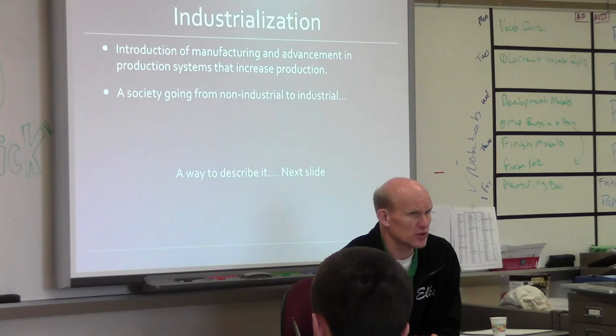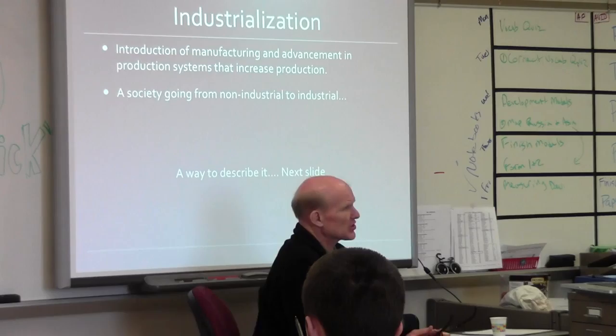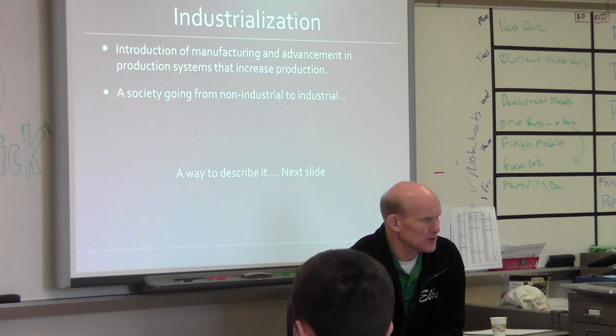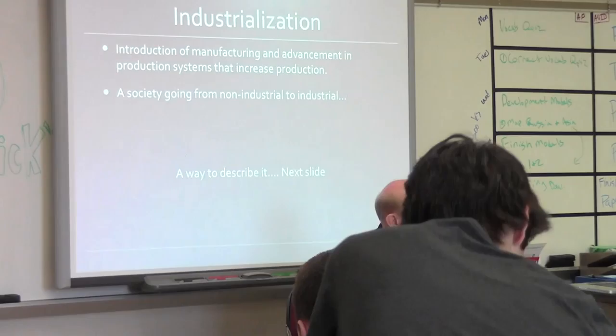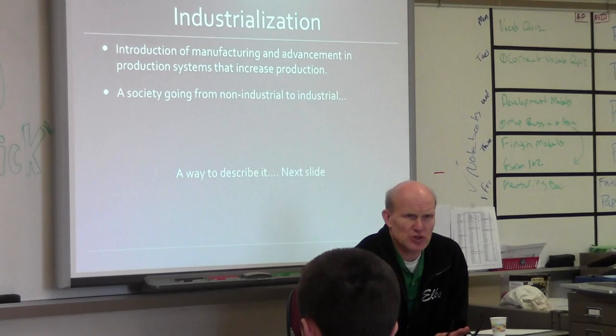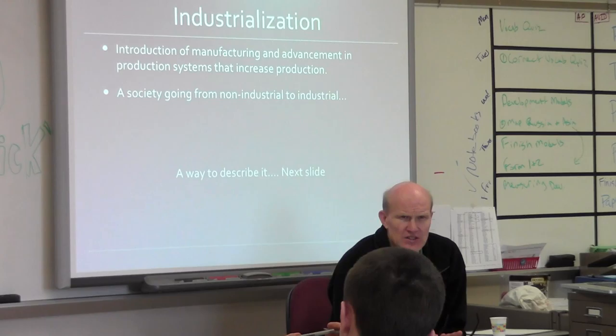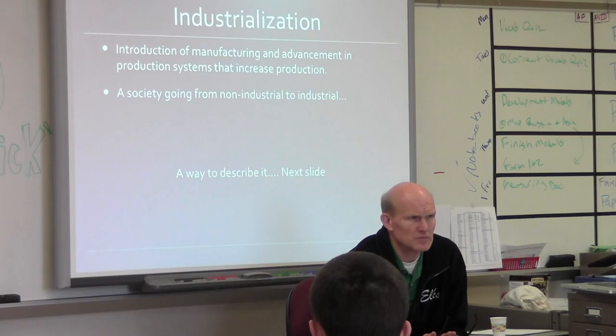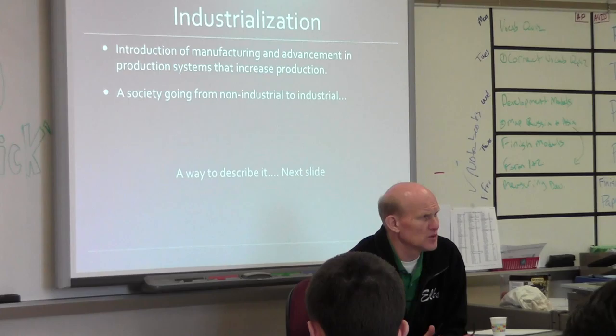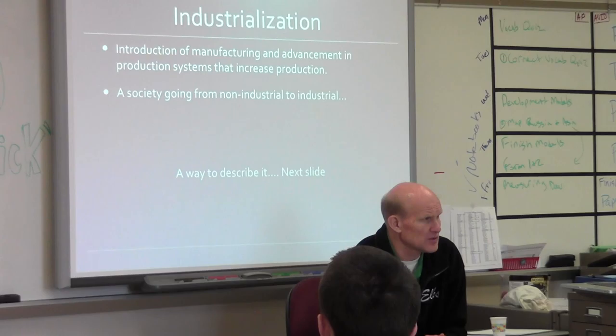So the first meaning says basically the change in production system to the use of machines and mass output. Kind of a simple translation of it. The second one says a society changing from non-industrial to industrial. You see this on a test, most likely to be in the connotation of the first one. Do you understand how both of those are true? A country can industrialize, as can a business.